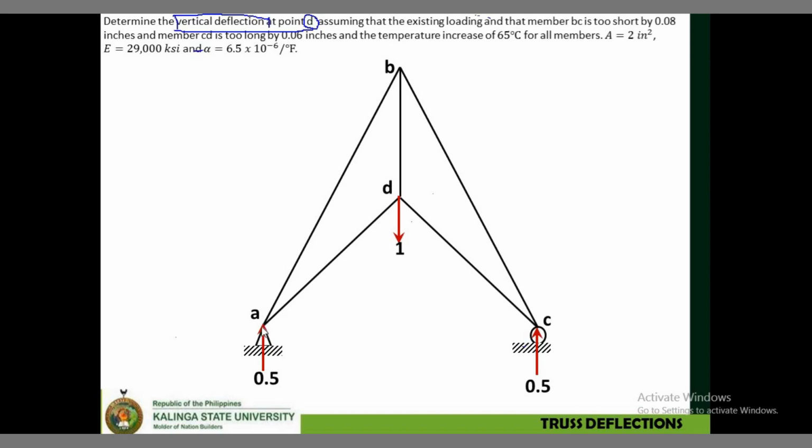If I take summation of moments at point A, makukuha ko si C. Summation of forces along the y-axis, makukuha ko si A. Wala na pong summation of forces along the horizontal axis kasi wala tayong ibang mga forces na nakikita along the horizontal axis. Okay? So, after na nakuha natin yung mga reactions, next, using method of joints, kunin natin yung values ng mga members. And in my analysis, ito yung lumabas.